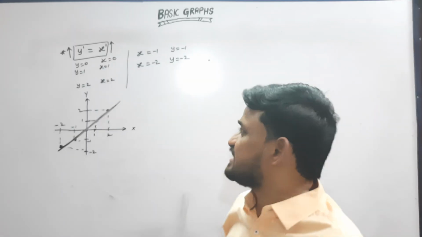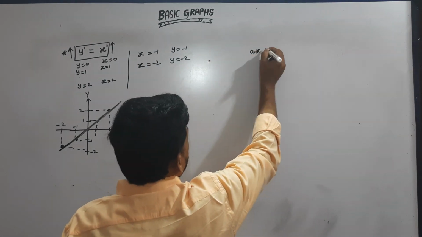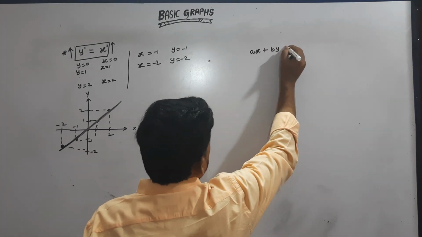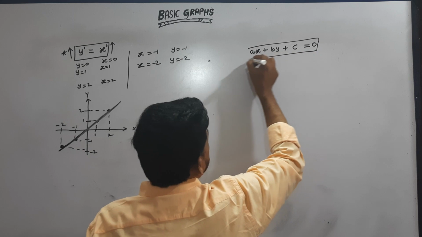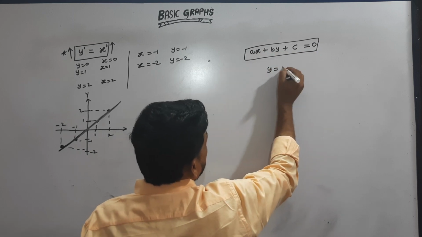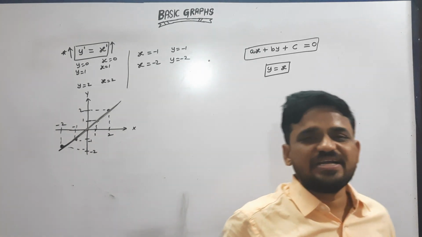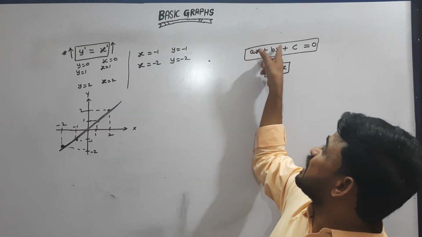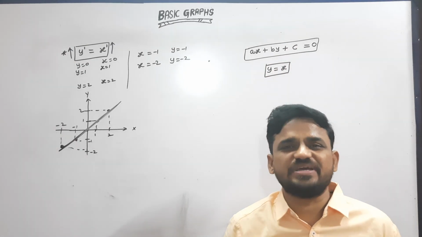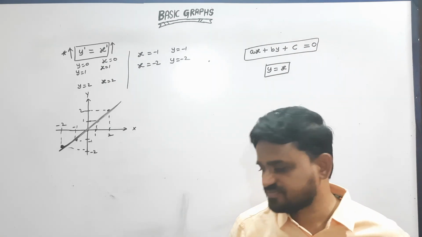The general straight line equation is ax plus by plus c equal 0. The simplest straight line equation is y equal x. In this equation the higher power is 1. Higher power 1 means the equation is a straight line equation.